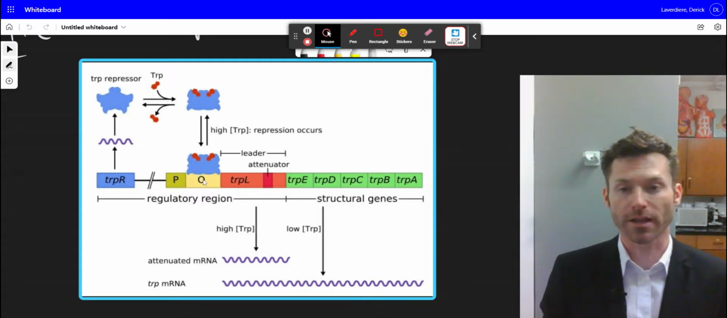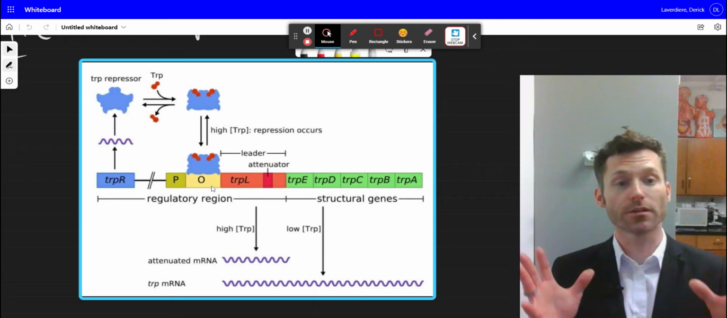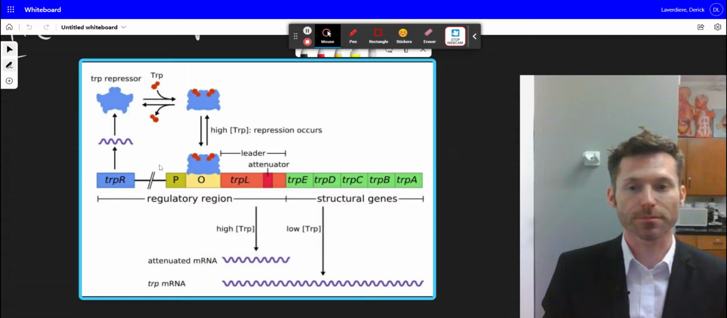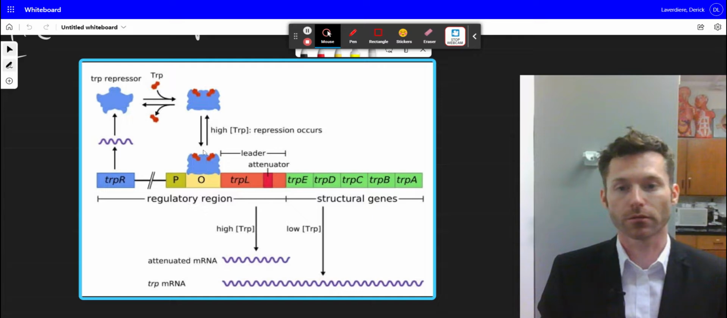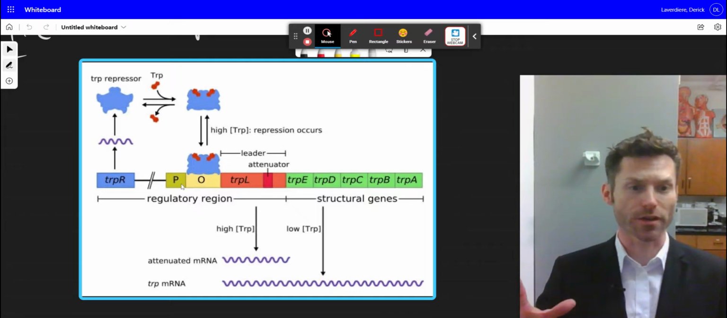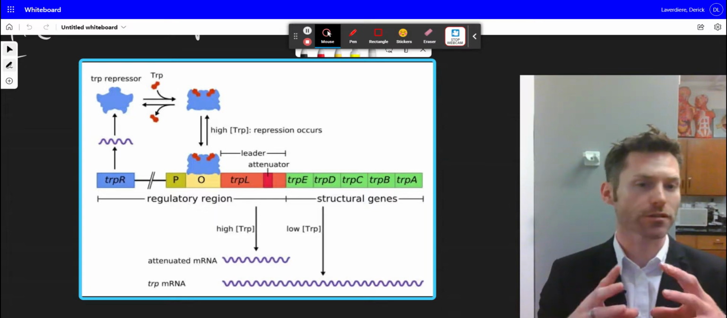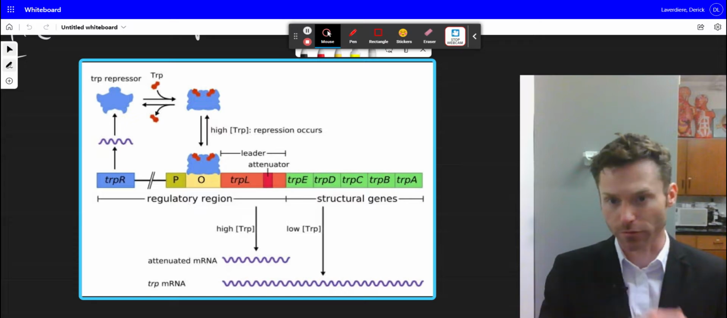Now, this O stands for operator. Okay, so this is the operator region. Okay. When the repressor is on the operator, transcription cannot occur. Okay. So as long as this repressor sticks onto the operator, this operon is shut off. Okay. The operator itself is part of the promoter region. Okay. And so the promoter includes things like TATA boxes. This is where the RNA polymerase could actually attach to this gene, this operon, this strand of DNA to do transcription. Okay, this whole region right here.